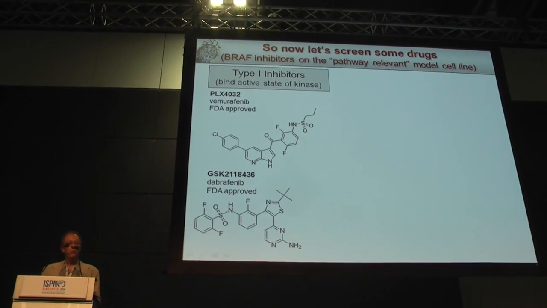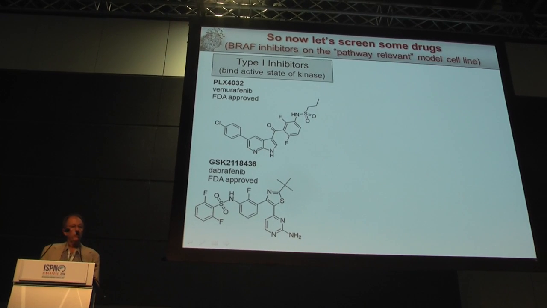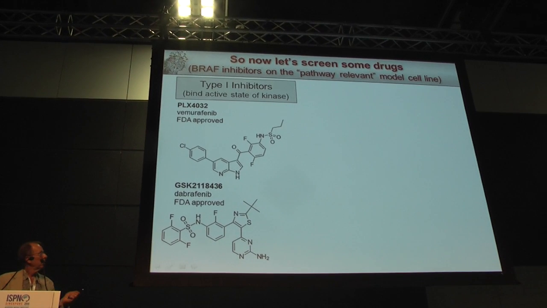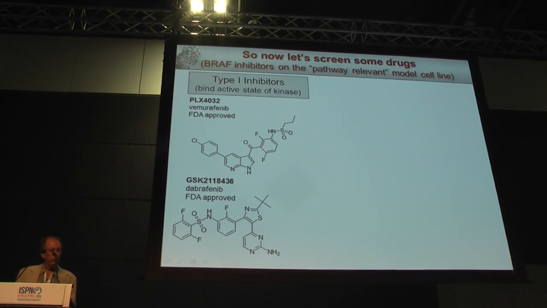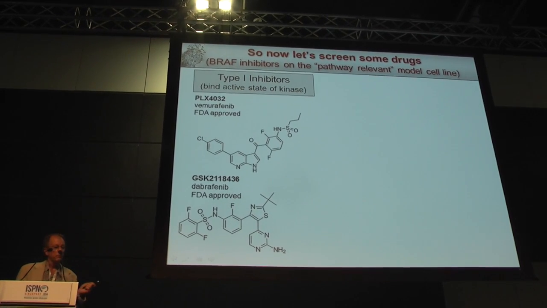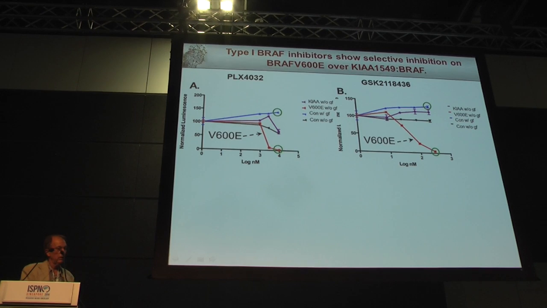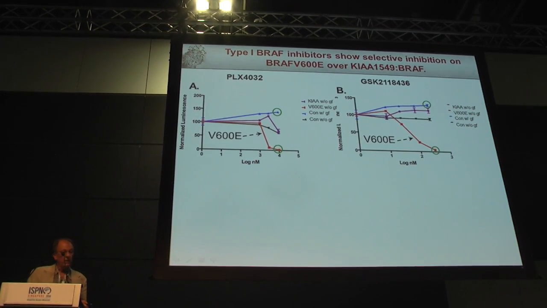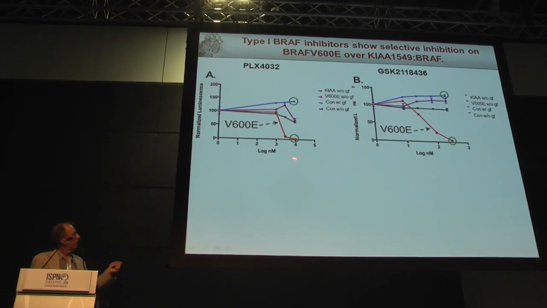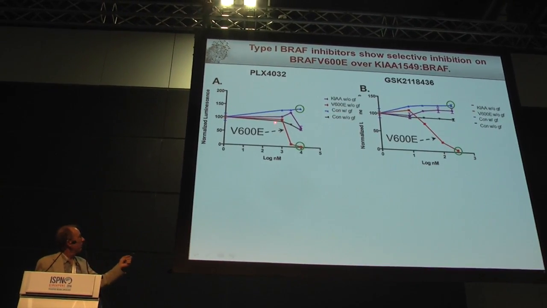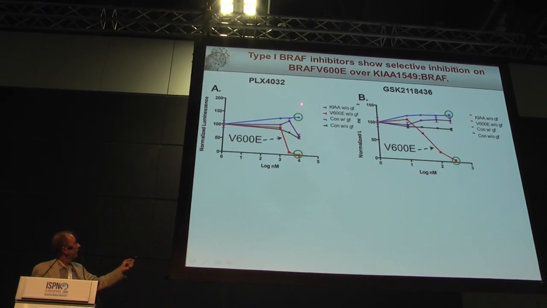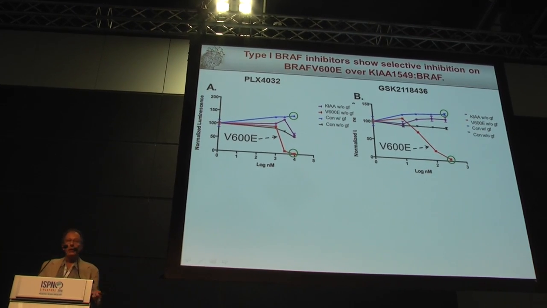So, armed with these tools, let's screen some drugs. So we'll start with BRAF inhibitors on this pathway-relevant model cell line. Start with the type 1 kinase inhibitors. Two drugs already FDA approved for treating malignant melanoma. What you can see is that these type 1 inhibitors, both of them, are quite potent on pathway-relevant cells transformed by the V600E mutation. And these little circles here show you a very nice therapeutic window.